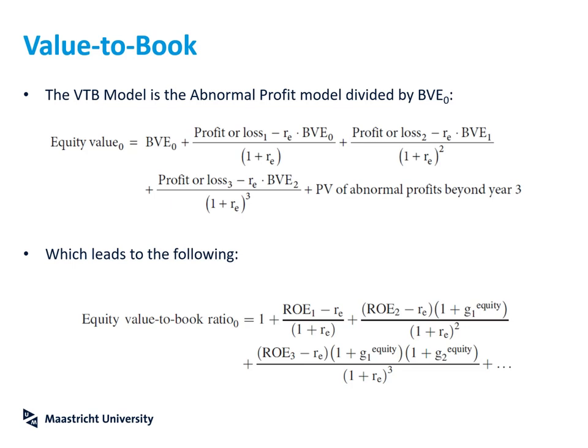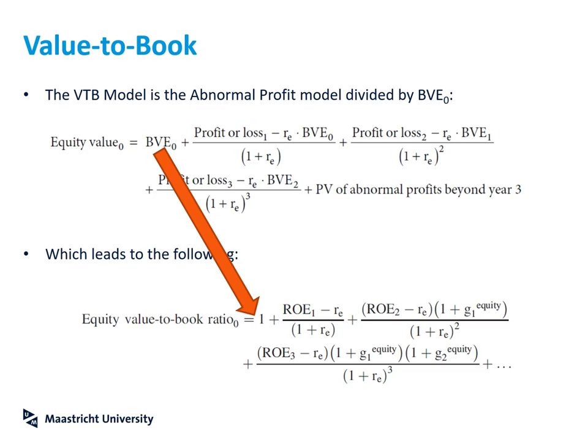Well, out of our abnormal profit model, we got an equity value. So if we divide that by the book value, we actually get the market to book ratio. We get the equity value to book ratio. And we can then see that this is a function of, again, the beginning book value of equity, but in this case that will be a 1, and then the ability to earn abnormal profits. So as said, the beginning book value of equity divided by the beginning book value of equity will be 1.